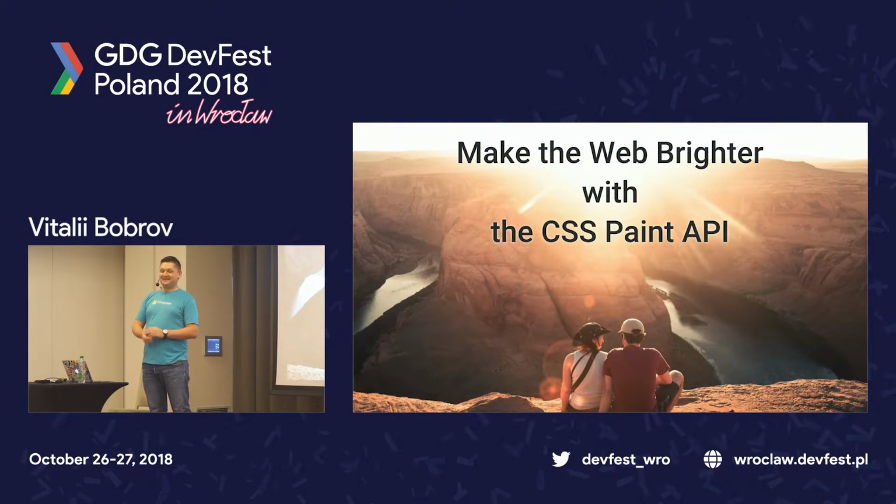Hello, today I want to talk about CSS, but CSS that is created by JavaScript, and all this is called the Houdini project. And particularly I will be speaking about the Paint API.